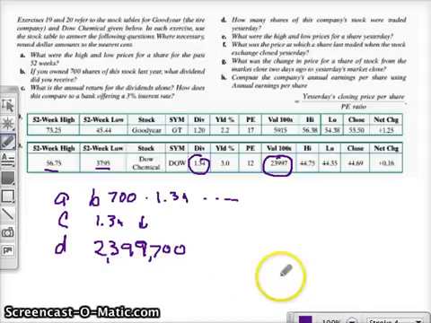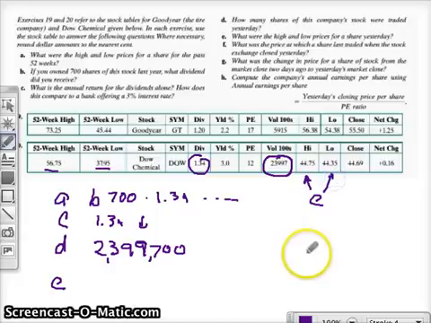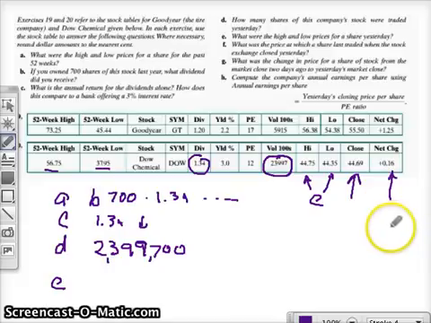Think about it. E. What were the high and low prices for the share yesterday? Here, let me move that E over here. The high is right here. The low is right here. What was the price at which the share last traded when the stock exchange closed yesterday? That's right here. What was the change in price for a share of stock from the market closed 2 days ago? That would be right here. Compute the company's annual earnings per share. We're not going to even worry about that, so you don't have to do H.